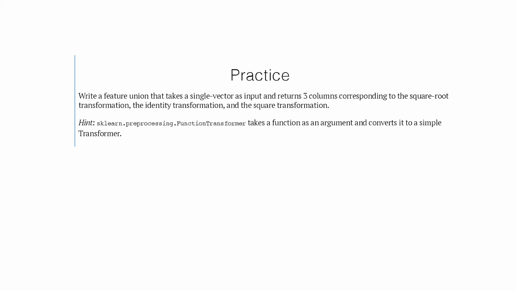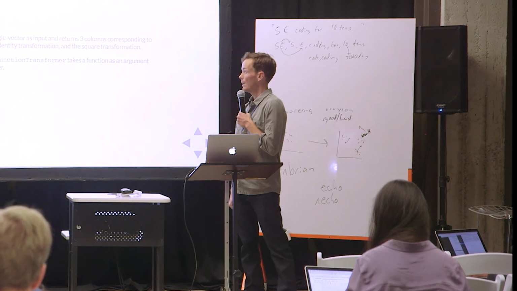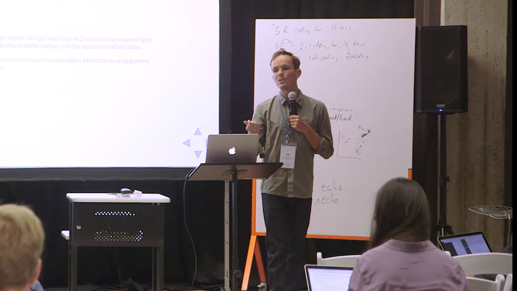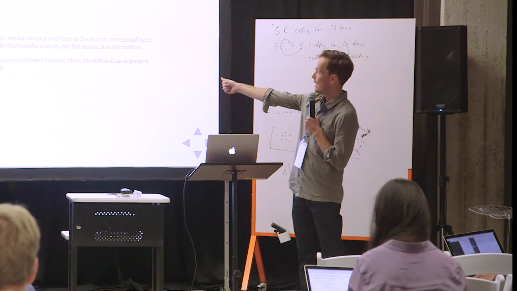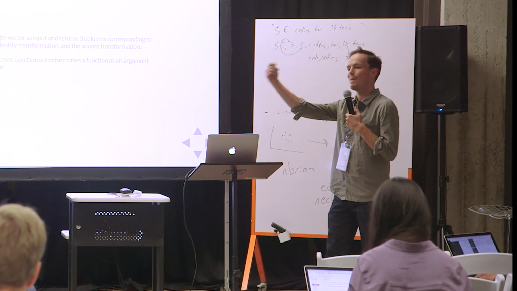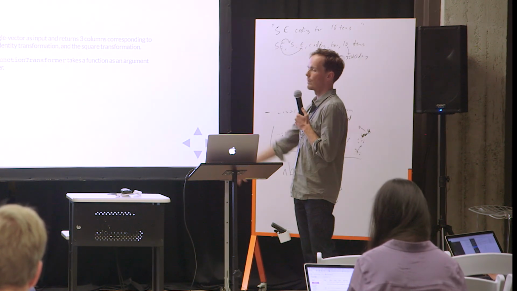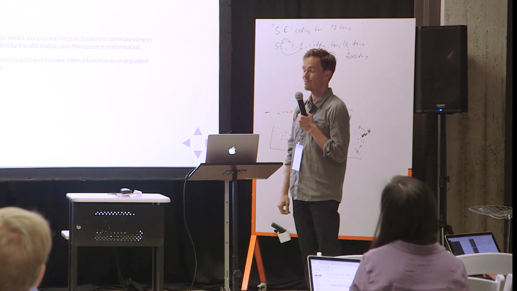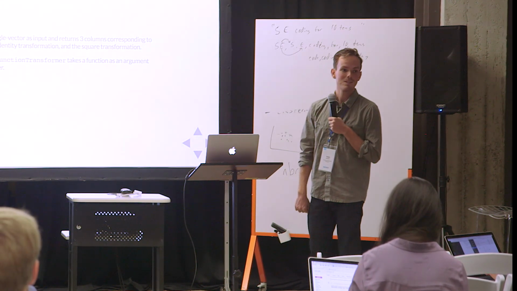And as a hint, you can make this really easy if you use function transformer, which is a convenience wrapper from pre-processing. If all you want to do is transform your data according to some function and you don't need to store any state about it, all you have to do is pass in as an argument the function that you want applied in the transform step, and it will conform it to the fit transform type of API in a way that we could use right away. And as another hint, if you pass None as the argument to function transformer, it will do the identity transformation, which is one of the transformations we're trying to do here.